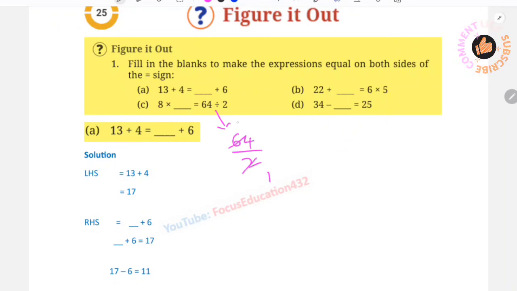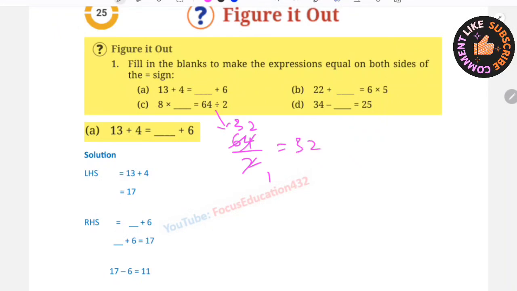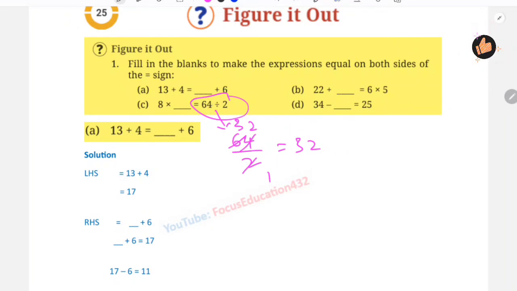2 times 32 is 64. So what do we get for 64 divided by 2? We get 32, so on the right side you are having 32. What number, if we multiply by 8, gives 32? We have to multiply by 4.